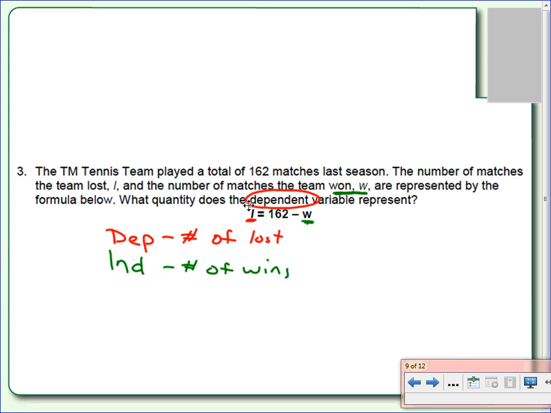Independent. Number of miles. So we've got to decide, is independent the number of miles or is it the number of hours? In this case, it's going to be the number of hours. So I want you to write this down for me. Independent is the number of hours. The dependent is the number of miles. How many miles she hikes is going to depend on how many hours she's out there.